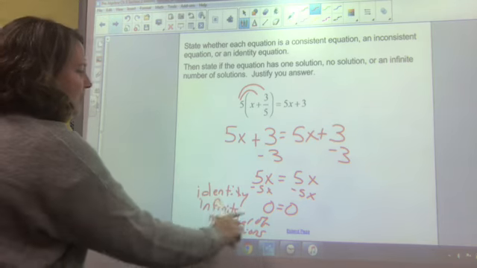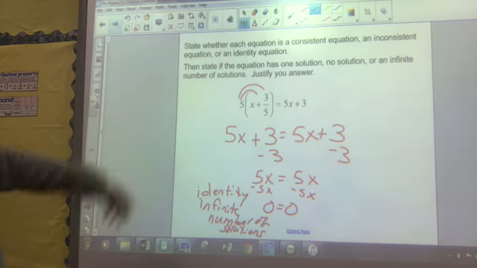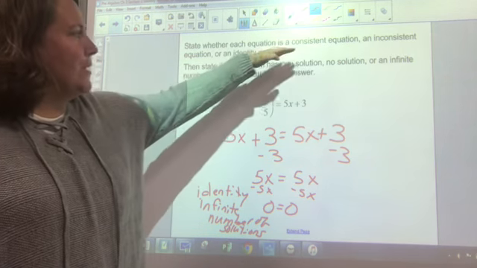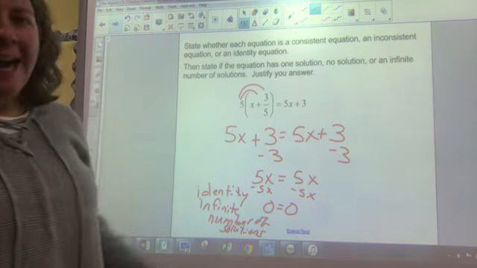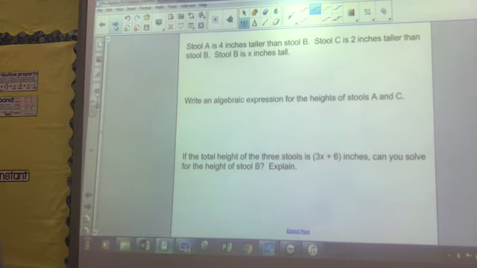This is my answer, plus all of this is my justification. If you figure out it has a consistent equation, one solution, you have to find that one solution, otherwise you're not finishing the problem.